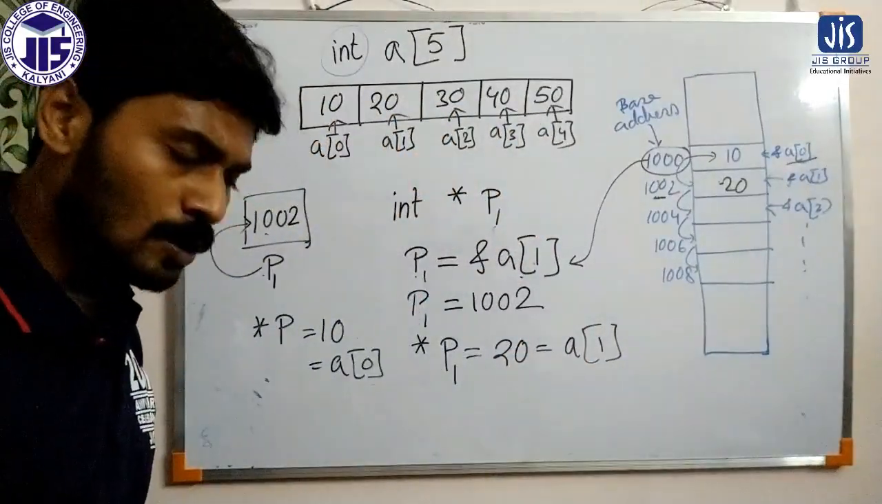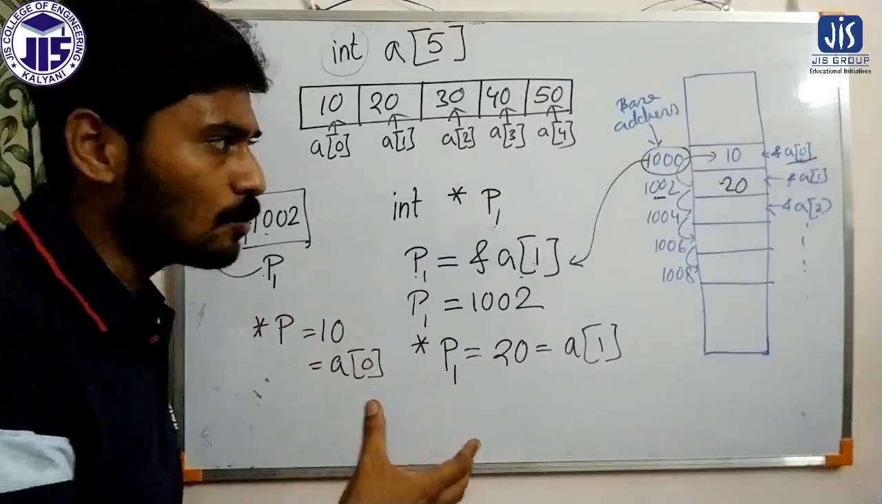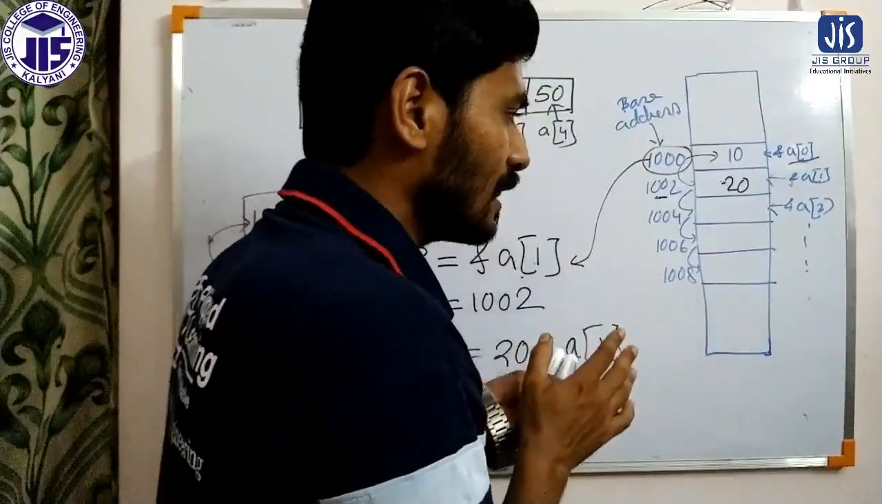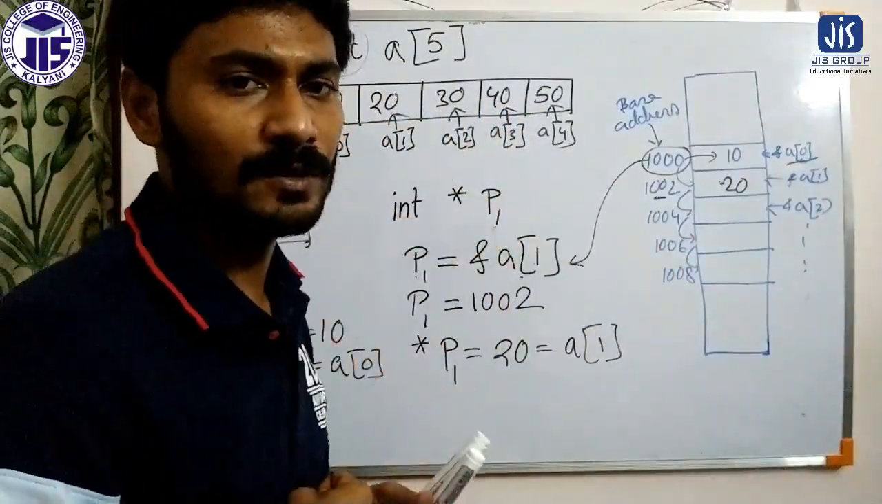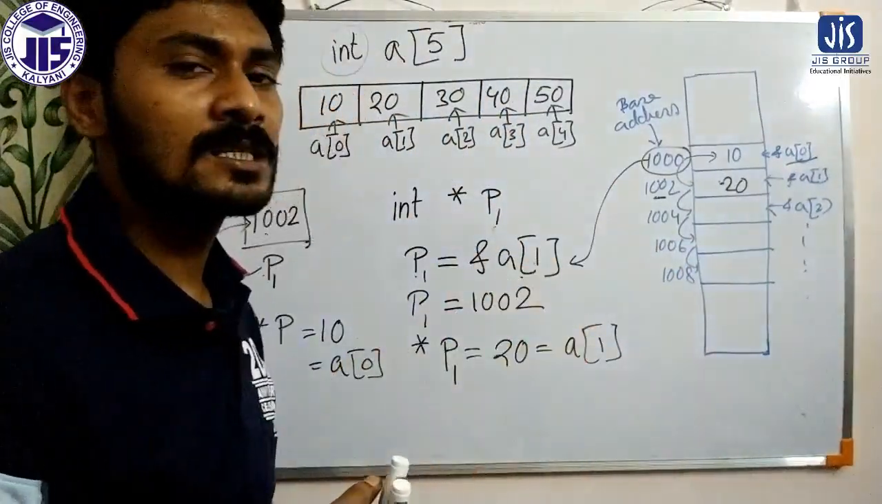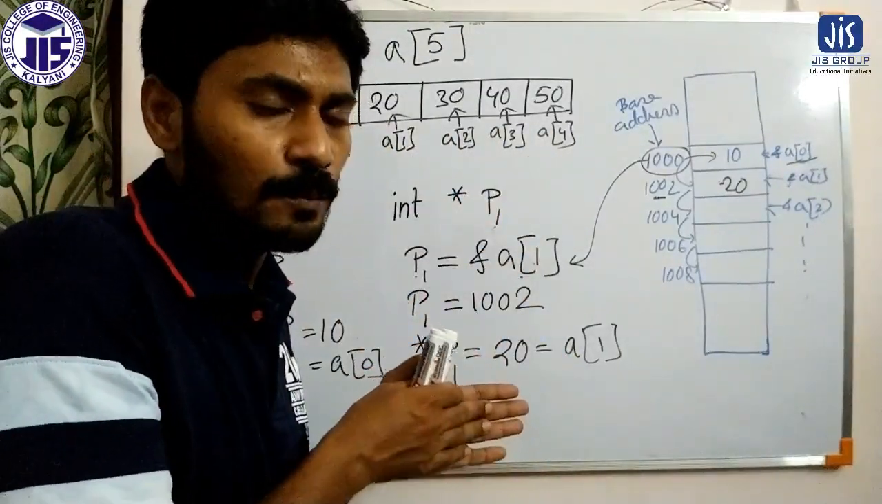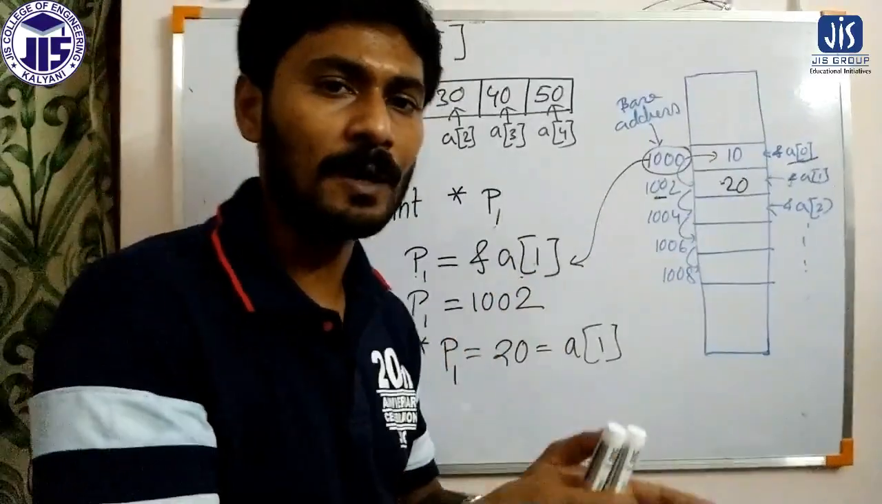So in that way we can take a number of pointers and store the addresses of the array elements into the pointers, and by using the pointer we can retrieve the elements. Now the question is, here we have only 5 elements, so we can take 5 different pointer variables to store the address of all the 5 elements.